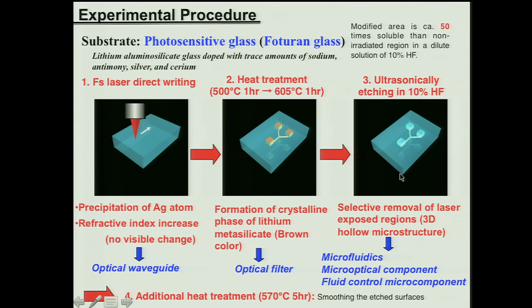However, this chemical wet etching process significantly roughens the etched surfaces, which is not suitable for many biochip applications. So, to smooth the etched surfaces, we employ an additional heat treatment after the chemical wet etching. And this additional heat treatment can greatly improve the smoothness of the glass surface to a level of less than 1 nanometer.